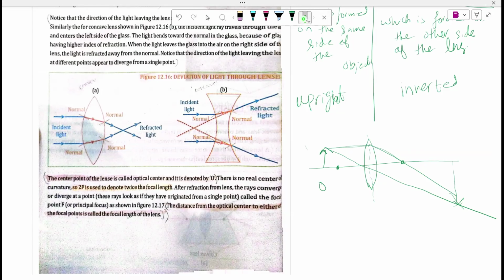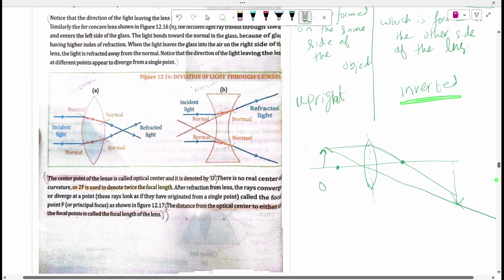Again, I repeat one more time. This is the principal axis. This is my object. The ray of light which is parallel to the principal axis would pass through the focus. The ray of light which passes through the center of the lens goes undeflected. The point where they meet, the image would be formed like this. And you could see here, the image is inverted. Object is placed like this, image is inverted. So this is an indication of a real image.